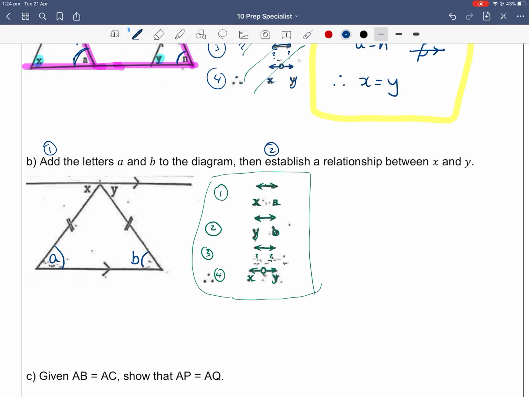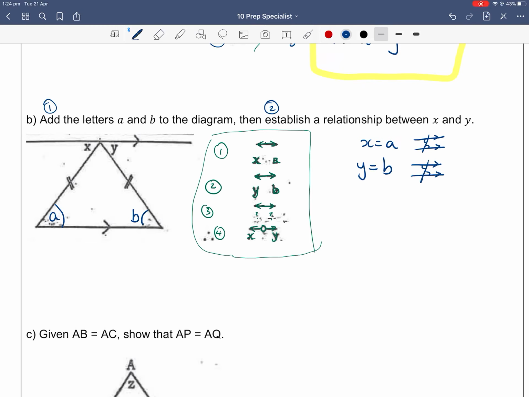First step, we said that X is the same as A. Why? Because of the Z rule, the alternate angle rule. So draw the symbol in or write the word. Next step, we said that Y is the same as angle B as shown in the diagram. Why? Because again, the alternate angle rule, because of the parallel lines. Next step, we said that A and B are the same because of the isosceles triangle rule. And because X is A and Y is B, therefore we have a relationship between X and Y, namely X is equal to Y. So we've established a relationship between X and Y.